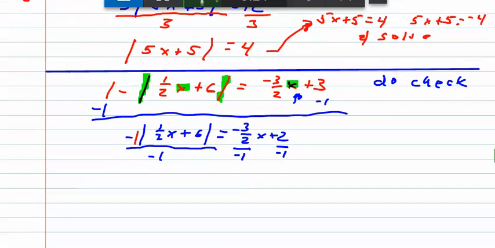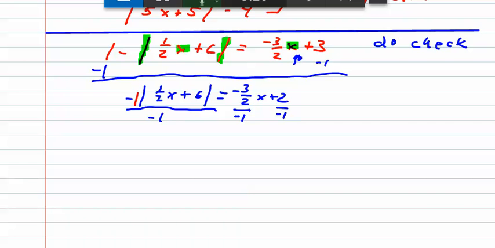All right. So now, these negatives cancel, and I have 1/2 absolute value of 1/2 x plus 6 equals positive 3/2 x minus 2. Because this is a positive, 2 divided by negative 1 becomes negative. I have now isolated the absolute value. The absolute value is by itself. So now I write my 2 equations.